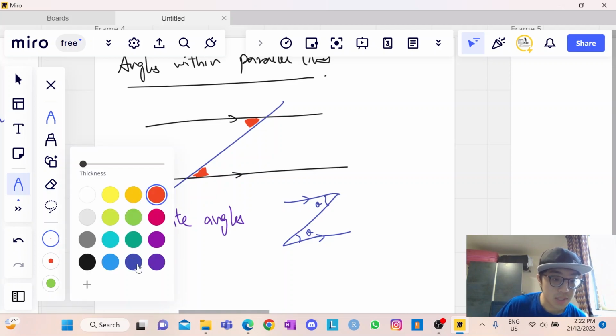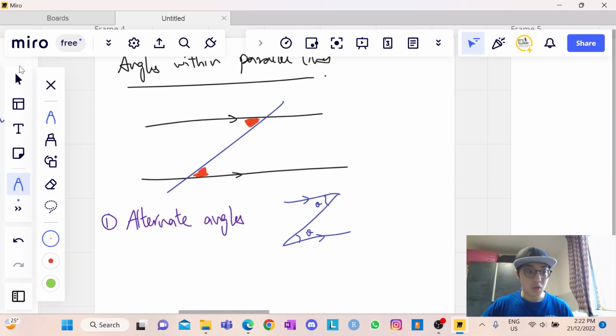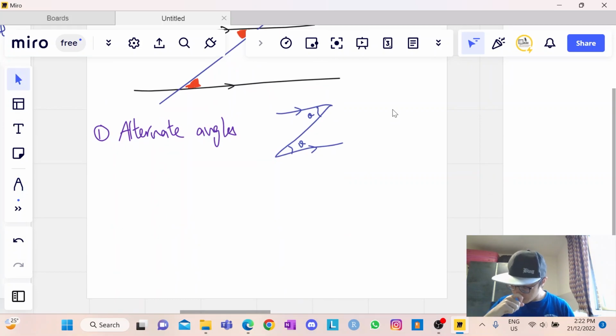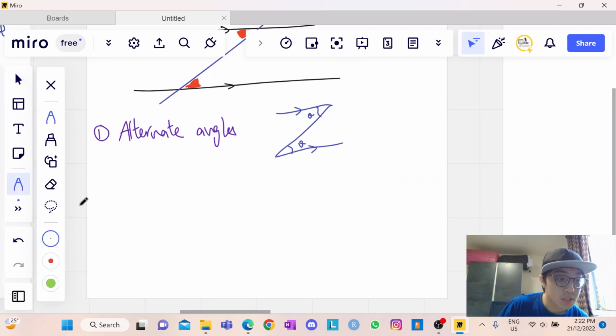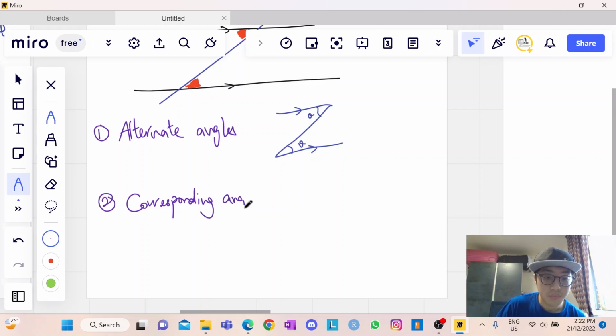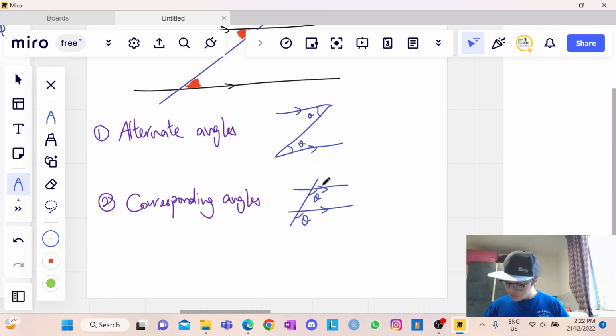So now we'll go on to the second one, which is called the corresponding angles. So what are corresponding angles? Corresponding angles are angles where these two lines are parallel, and when you have a line crossing them, this one right here has the same theta.